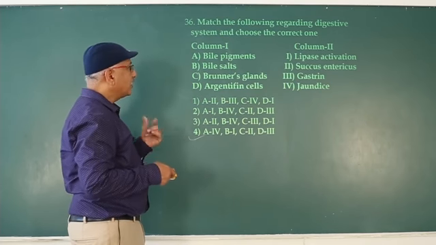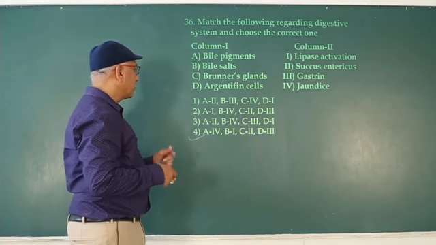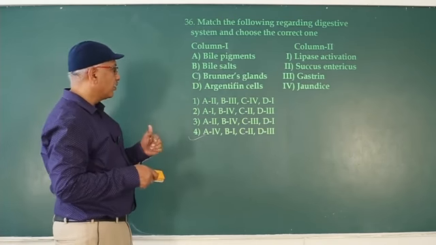So next one, argentaffin cells: gastrin. So the answer is A4, B1, C2, D3.